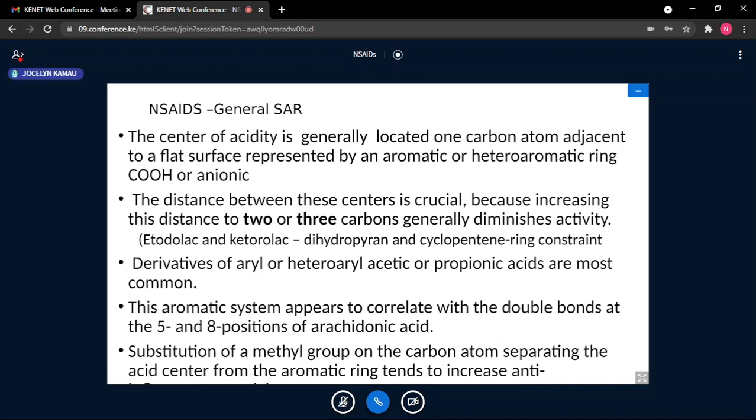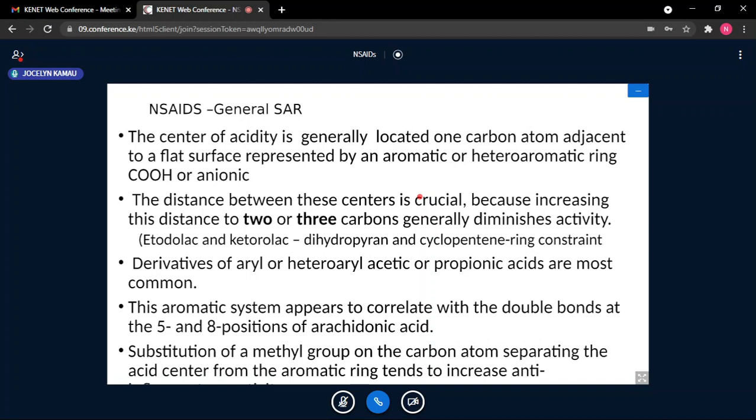Any questions? From next time, we look at the general SAR. We have mentioned quite a lot of it; it is just now polishing and putting the general SAR in point form. There is a general SAR which must be obeyed, and then we go for the specific SAR as we discuss every class. These drugs must have an anionic site. They must have 2 hydrophobic centers. What is the distance between the carboxylic acid and the first hydrophobic center?